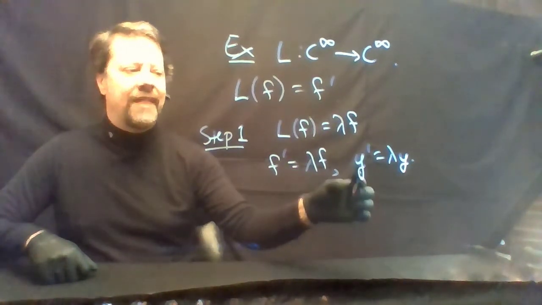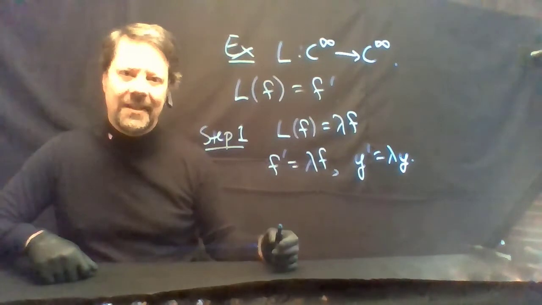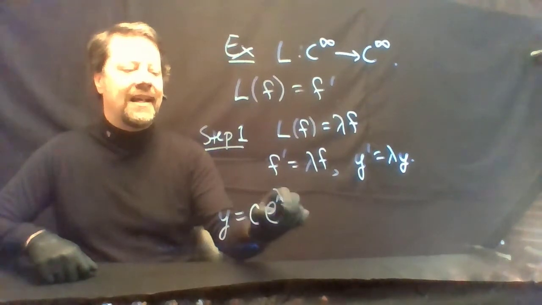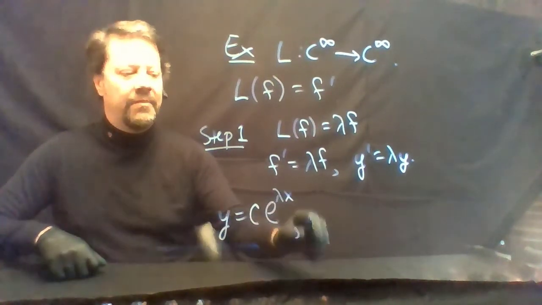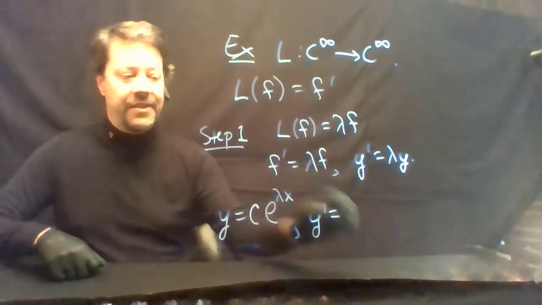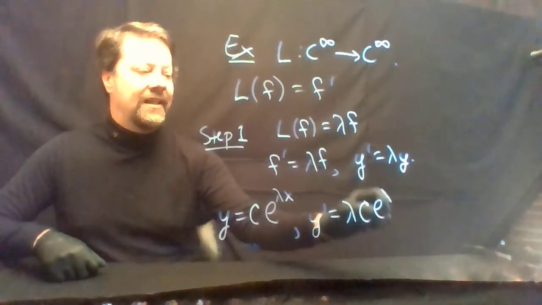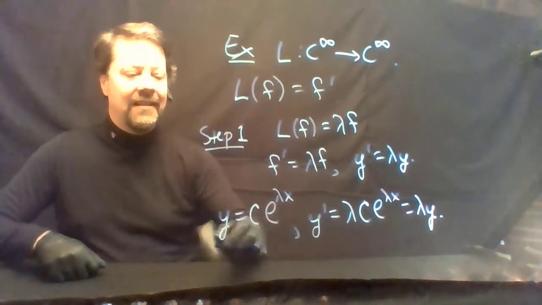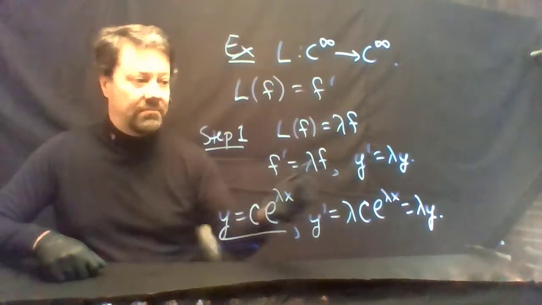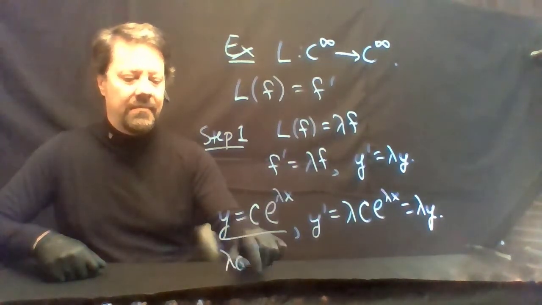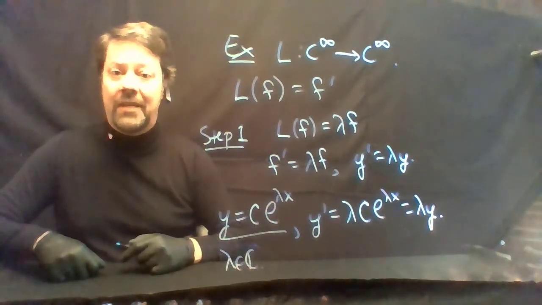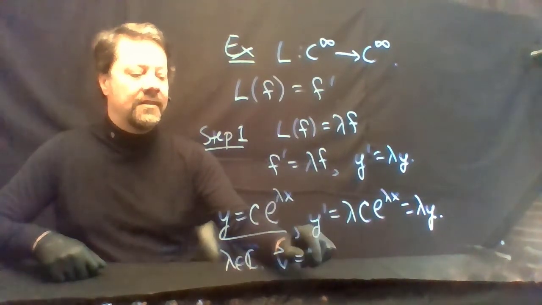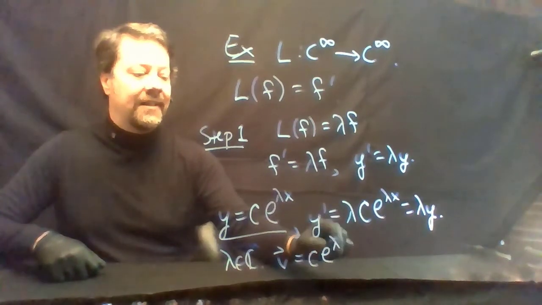What functions have derivatives equal to a constant times themselves? You can see that y is any constant times e to the lambda x would work, because its derivative by the chain rule would be lambda c e to the lambda x, which is lambda times y. You can see then that the eigenvalues are arbitrary numbers in the set of complex numbers, with the corresponding eigenvectors being functions of the form scalar multiples of e to the lambda x.